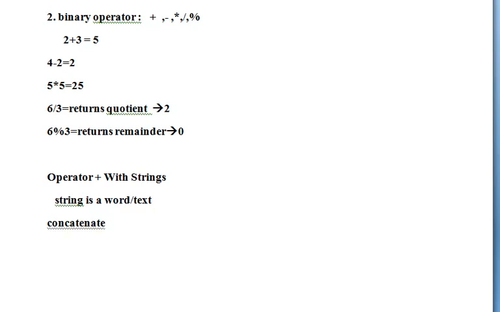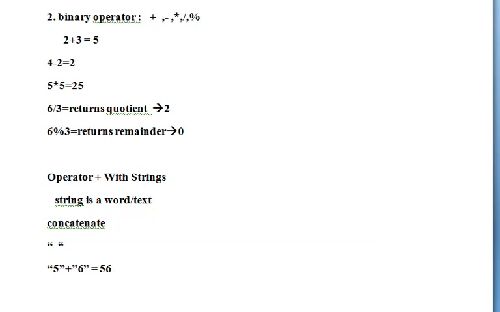A string is represented with the help of quotes. If I write 5 plus 6, where 5 is enclosed in quotation marks and 6 is enclosed in quotation marks, it will be considered as string type, and it will give you the result as 56, not 11.